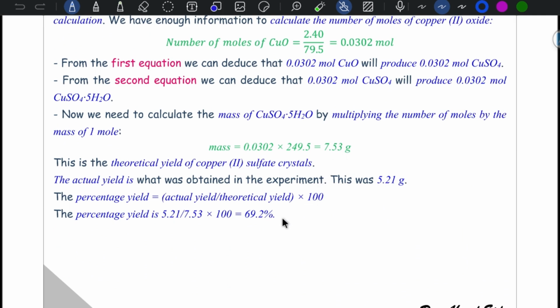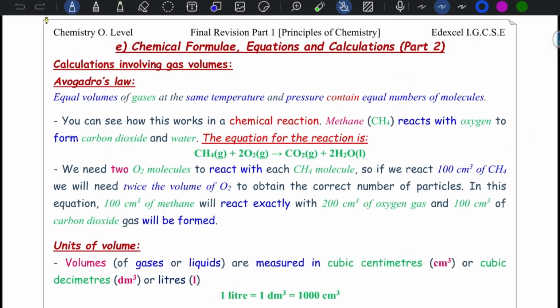Let's start talking about chemical formulae, equations and calculations, part 2. In part 2, we'll talk about calculations involving gas volume and solutions. Let's talk about Avogadro's law. Avogadro says that equal volumes of gases at the same temperature and pressure contain equal numbers of molecules.